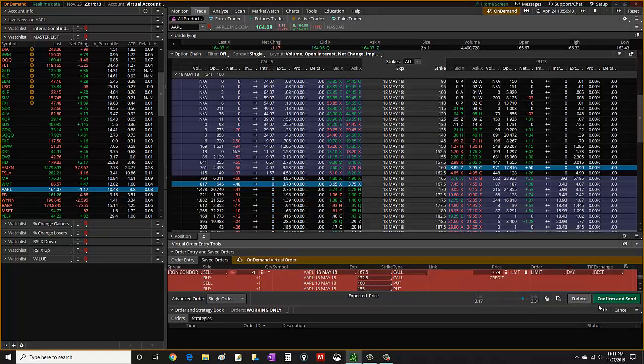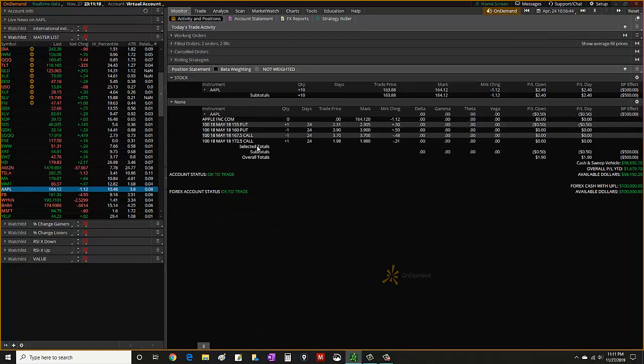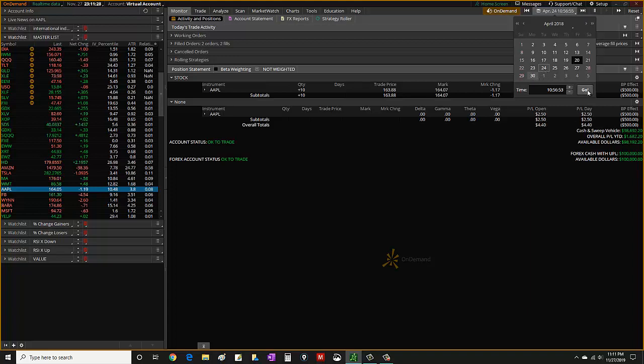So I always knock down the price here in the on-demand environment, just so it gets filled quickly and I don't have to sit there and wait for it to simulate that it's sending it to the market and all that good jazz. So basically I'm going to monitor this position on a week-to-week basis. So I'm going to go ahead and skip ahead a week.